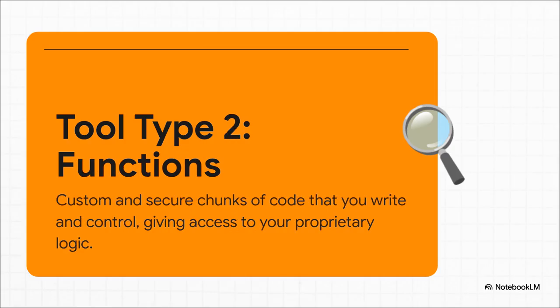The second type is called functions, and this is where things get really powerful and also really secure. These are custom pieces of code that you write and you control. The agent can decide it needs to use your function, but the code itself runs securely inside your own system. This is perfect for giving it access to your company's private data or business rules.